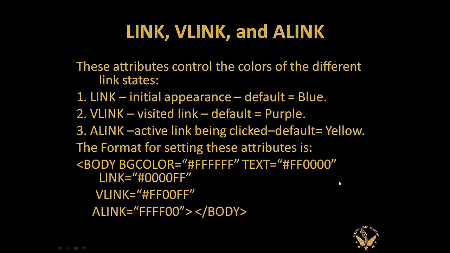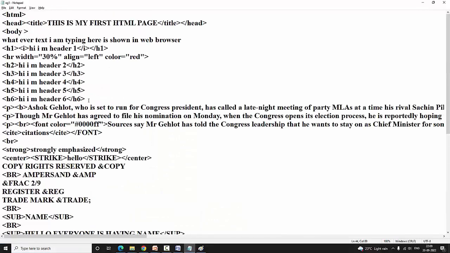We need to specify within the body attribute. Here we are not using any CSS, we are going to use it in the body tag. Here within the body tag, I am going to mention the color which you would like. Now I am going to type link. Link specifies whatever link you are going to specify in your URL. Now I am going to type link equal to which color. Link should be in one color, so it is going to start with hash, and then I am going to type 00 FF 00. Okay, link should be in this color.